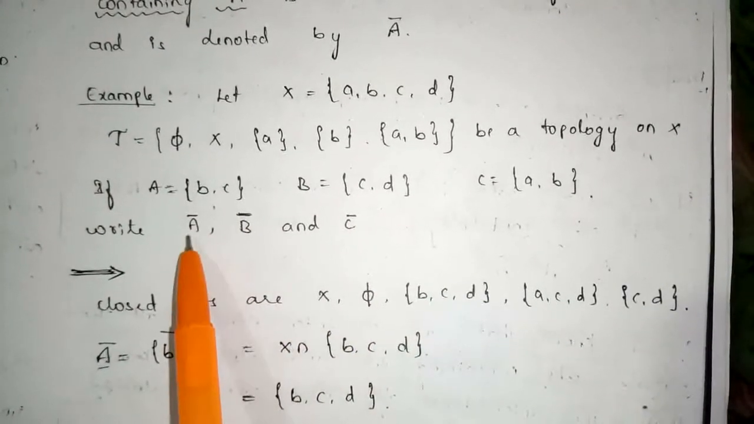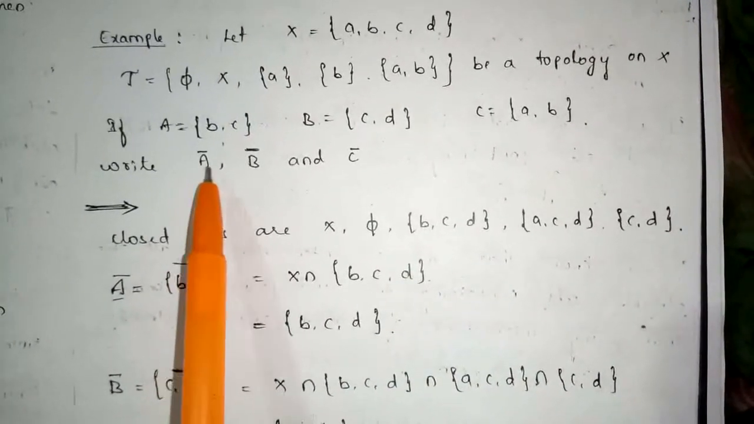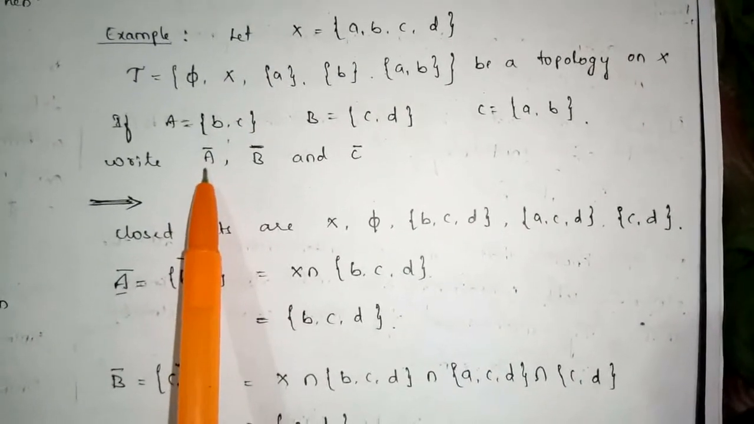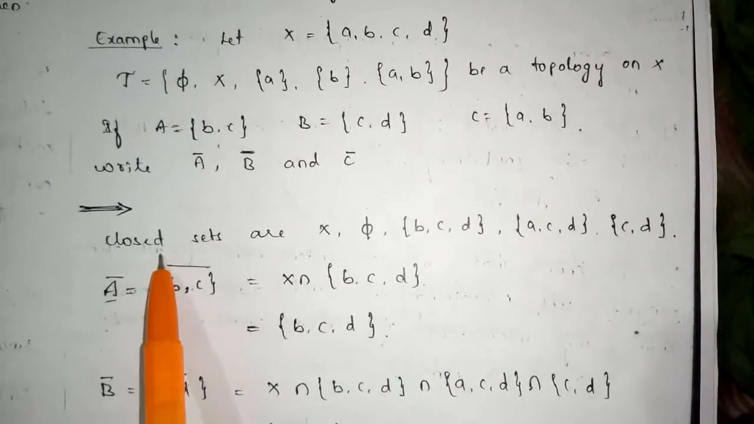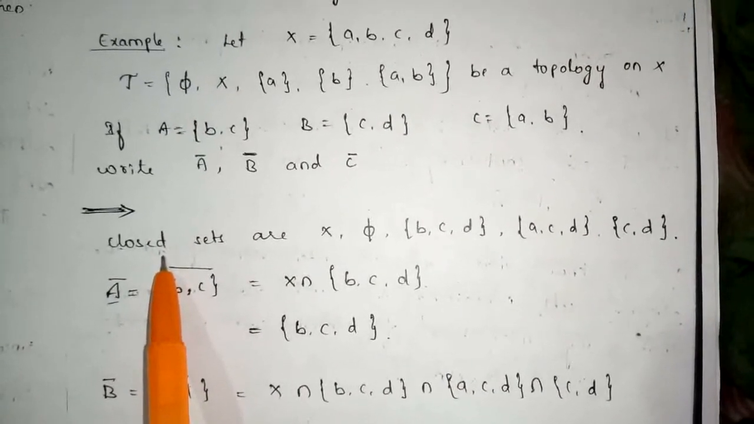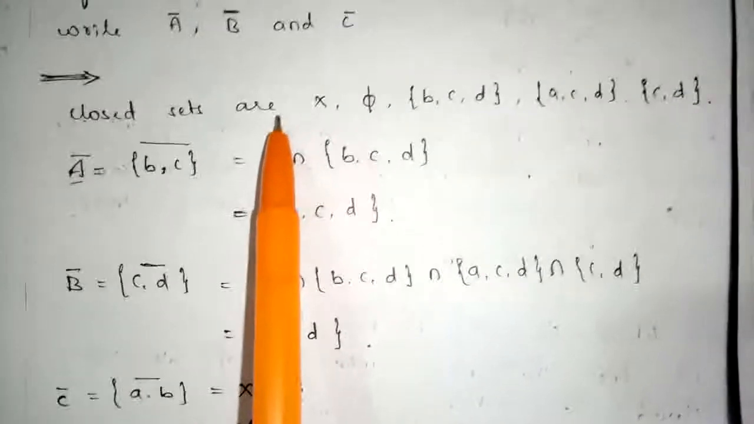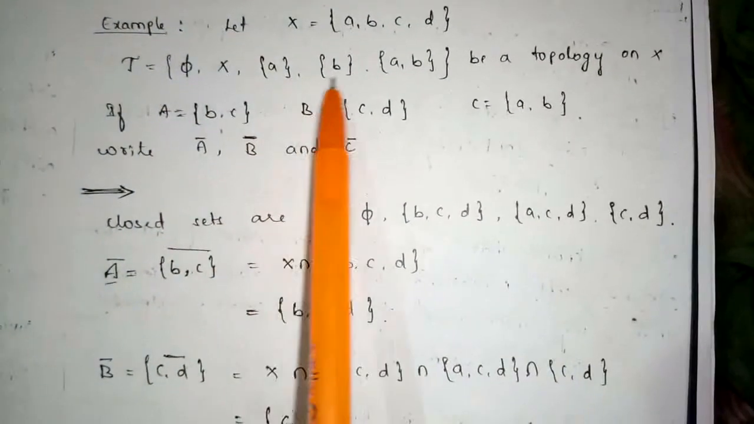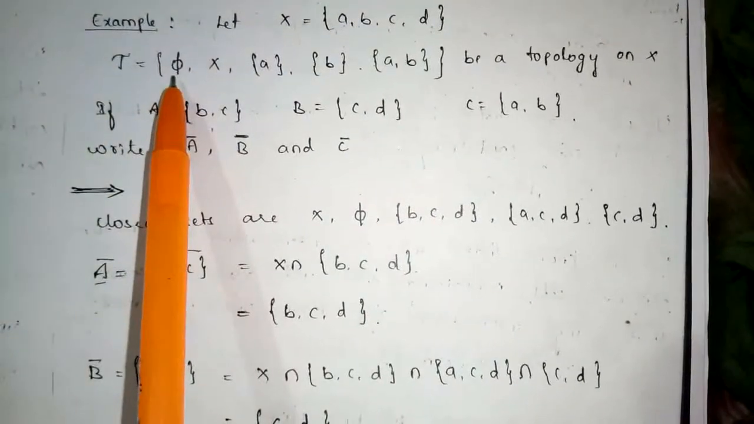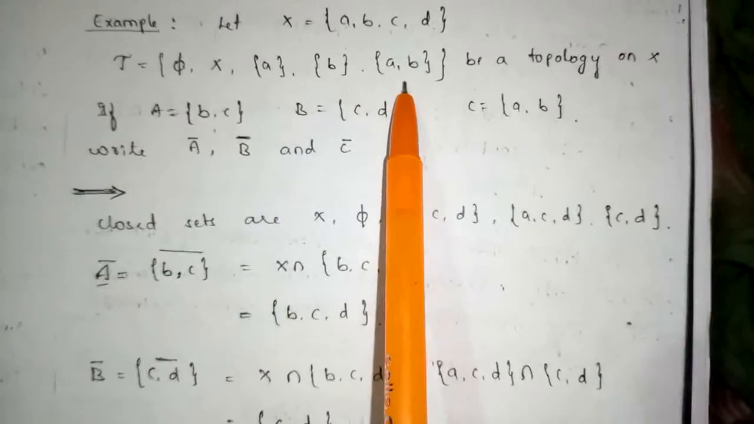First I have to calculate the closure of A. You know the definition of closure. What is the definition of closure of A? It is the intersection of all the closed sets containing A. Therefore, first I have to calculate the closed sets. To calculate the closed sets, a closed set is the complement of an open set. Then what are the open sets? The members of tau are the open sets. Here the open sets are phi, X, {A}, {B} and the set {A, B}.